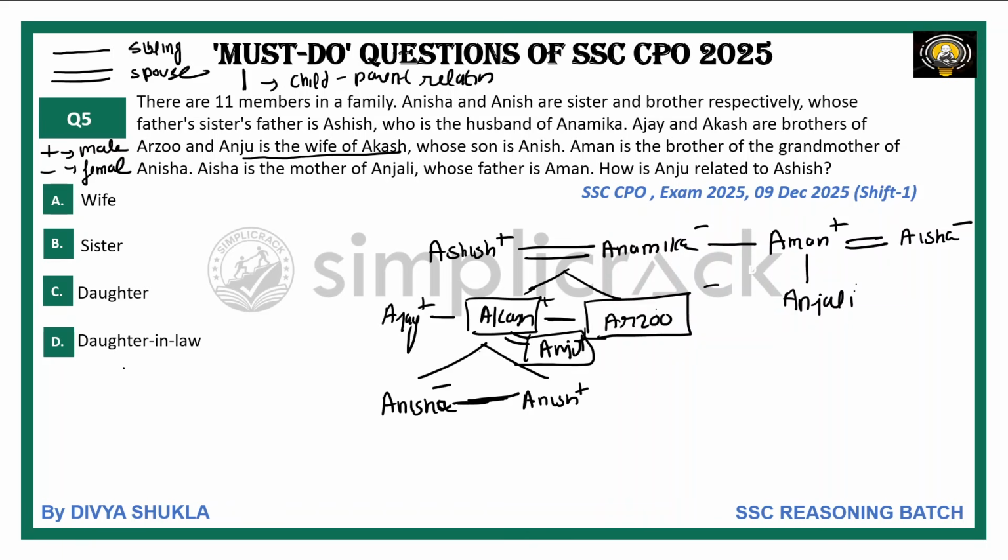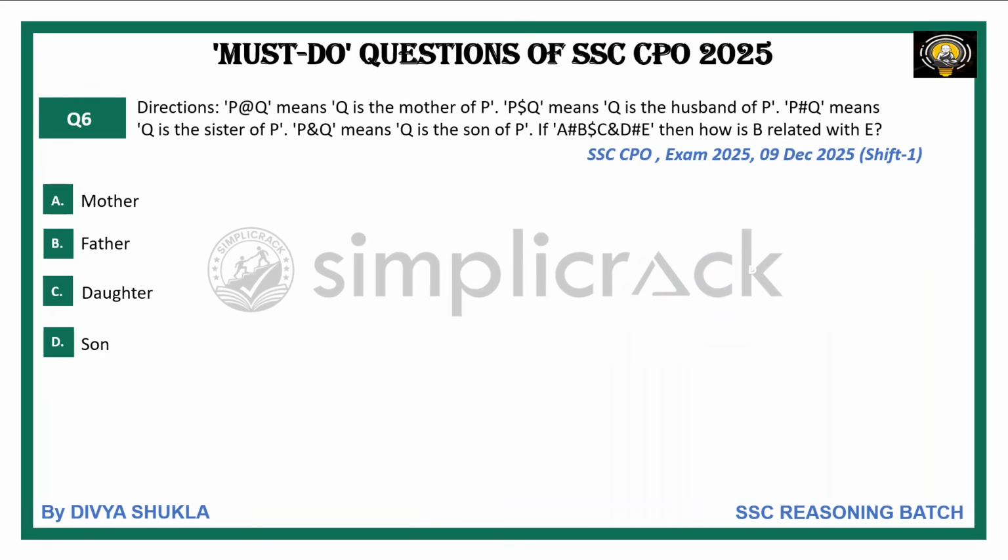She is daughter-in-law of Ashish. I hope this question number 5 is clear to all of you. Let's move to the next question, question number 6. Again, a blood relation question. Here it is a coded blood relation, but in the backward direction.